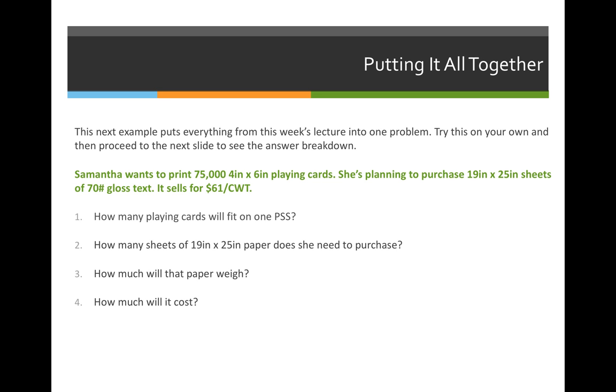First, how many playing cards will fit on one PSS, that's our number out formula. Second, how many sheets of 19 by 25 inch paper will she need to purchase? Then, knowing that information, how much will that paper weigh? And then finally, how much will it cost? Note, I've only given you the price of the paper as $61 per hundredweight, so you must use the hundredweight formula. Using M-sheet pricing is not an option for this example. Go ahead and pause the video, and when you're ready, you can play, and we'll go through the answers together.